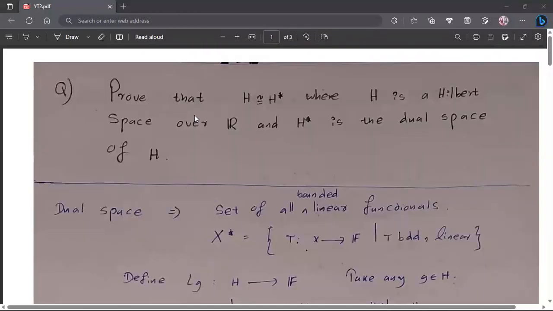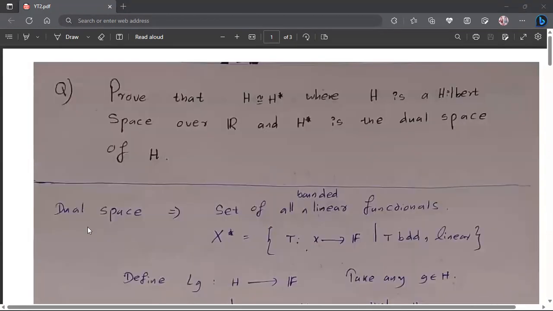So in this question, we are asked to prove that the Hilbert space and its dual space are isometrically isomorphic. This symbol means isometrically isomorphic. There are so many things to do in order to prove that these two spaces are isometrically isomorphic. First of all, we will look into the notations and terms. What does this exactly mean?